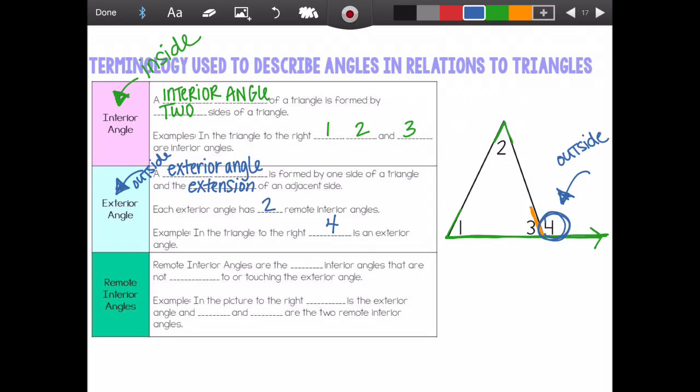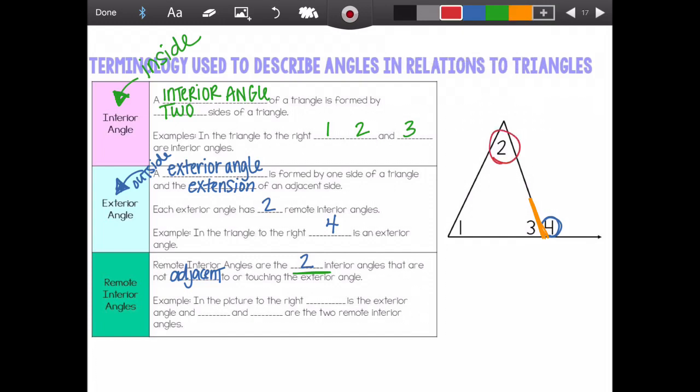Okay, the last vocab term we need to associate ourselves with is the remote interior angles. So the remote interior angles are the two angles that are not adjacent. And adjacent is just another word for next to. So not adjacent to or touching the exterior angle. So if our exterior angle is, and let me erase this so we can get a better picture, if we said our exterior angle is angle 4, we're looking for the two interior angles that do not touch the exterior angle. In this case, it can't be 3, because 3 and 4 are adjacent to one another. They share this side of the triangle, which makes them adjacent. So angle 3 cannot be a remote interior angle to angle 4.